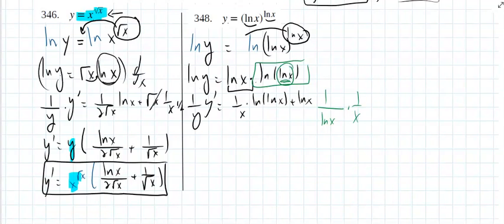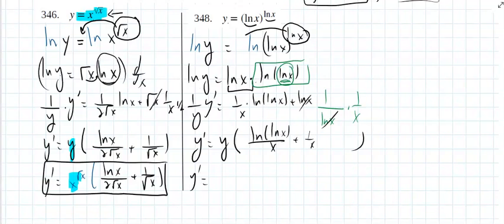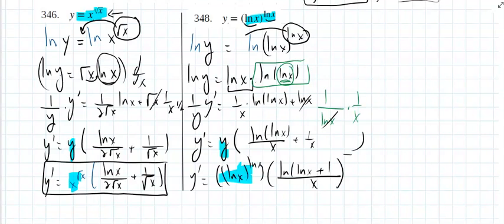Again, I know these are too many logs, but if I cross multiply, I'm looking at natural log of x over x, and here those cancel out, plus 1 over x. And if I replace y by what it equaled initially, pretty much I'm done. And that's the trick. Oh, they both have the same denominator. So I could say, and what was y initially? Y was natural log of x raised to the natural log of x. And that'll be my answer.